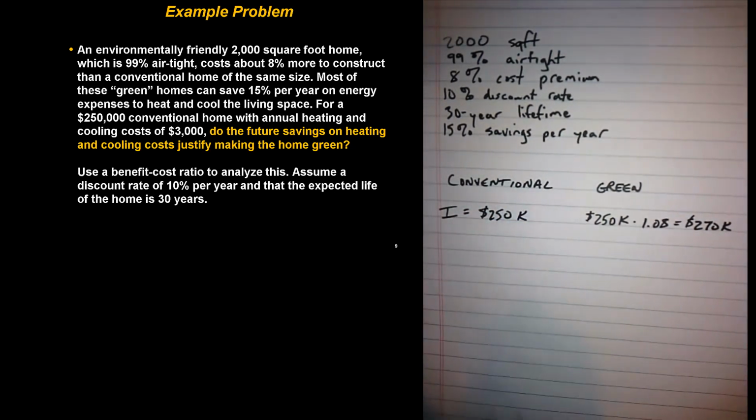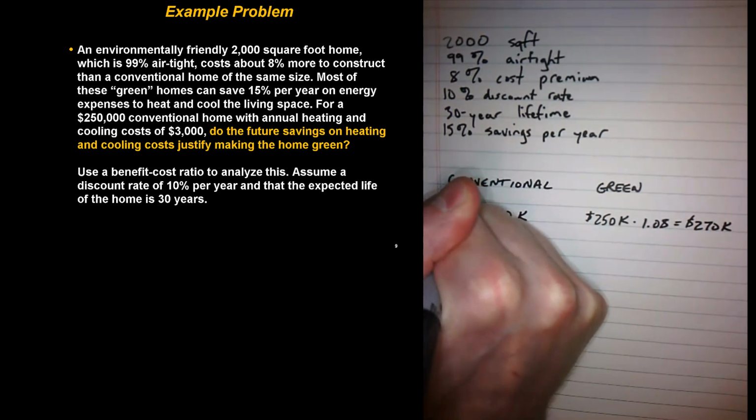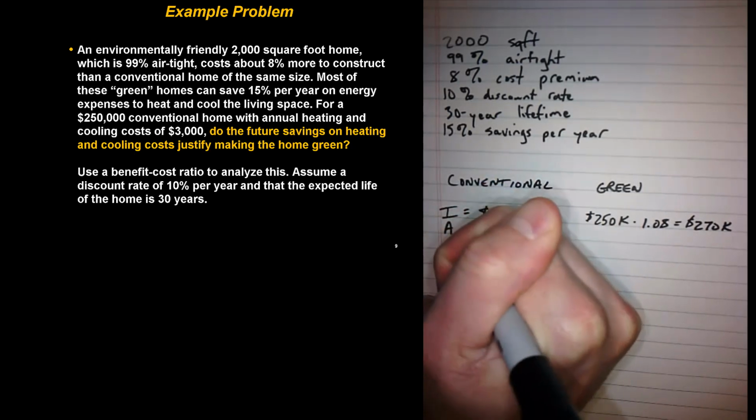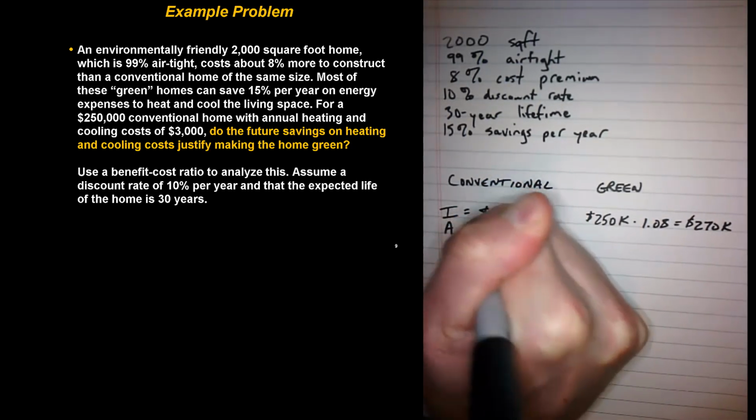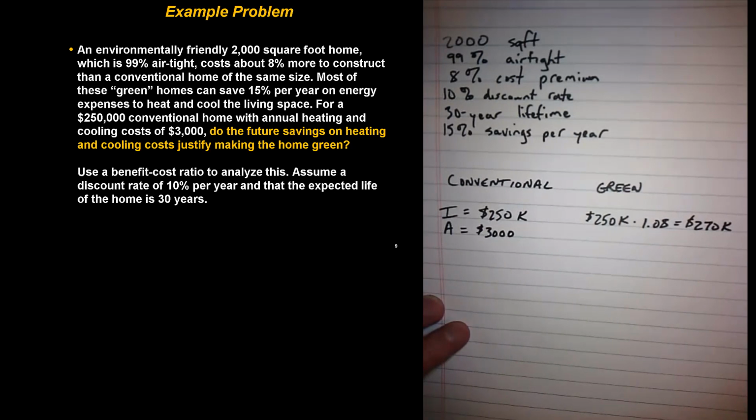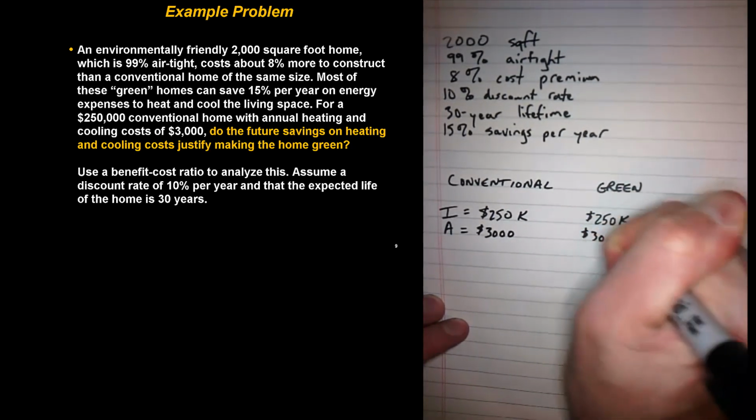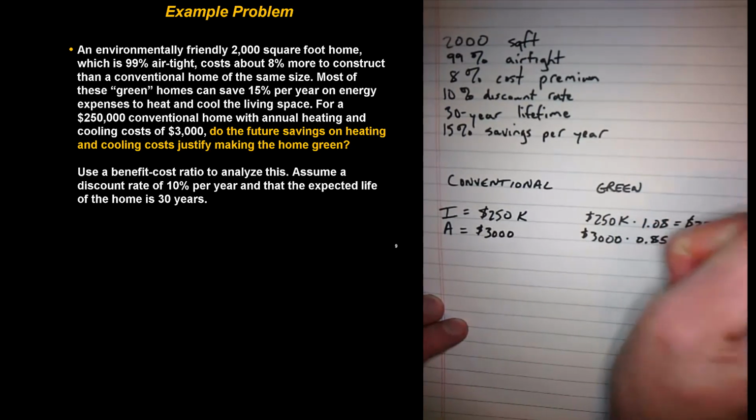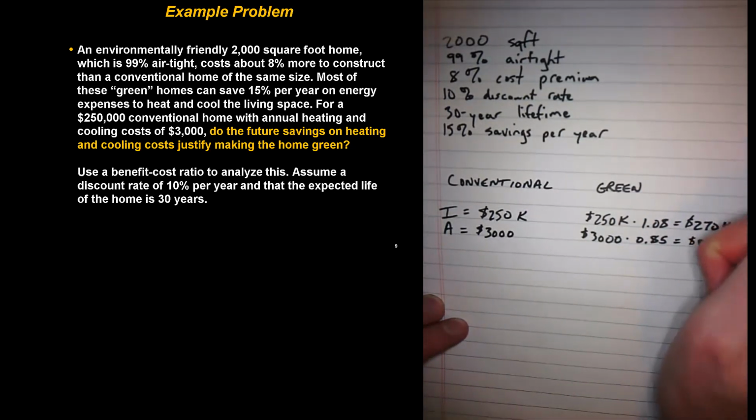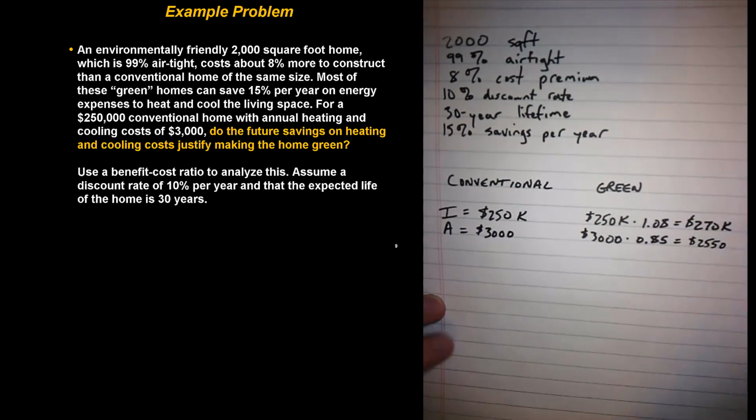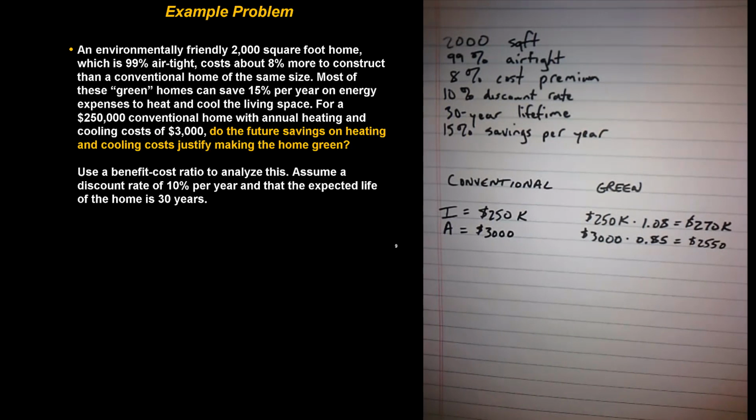And the heating and cooling, which is going to be an annuity in this case, we're told it's an annual cost that's the same. So that annual cost is $3,000 in the conventional home. We're told that we get 15% cost savings per year on the green home. So in that case, we'd have 3,000 times 0.85, or 2,550 as our annual expense in the green home. We know that this is a cost alternative.